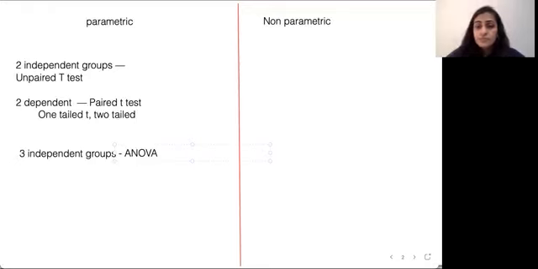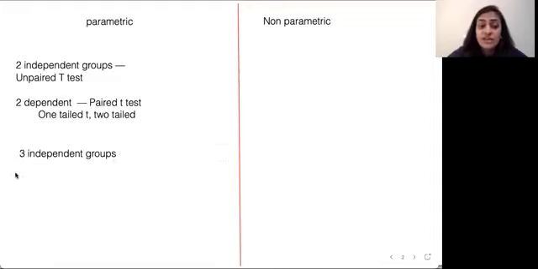All right. Okay, so 2 independent groups, unpaired t-test. 2 dependent groups is going to be paired t-test. It could be one-tailed or it could be two-tailed. 3 independent groups is going to be ANOVA.